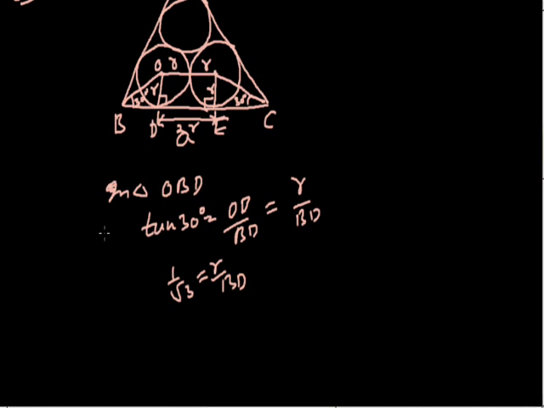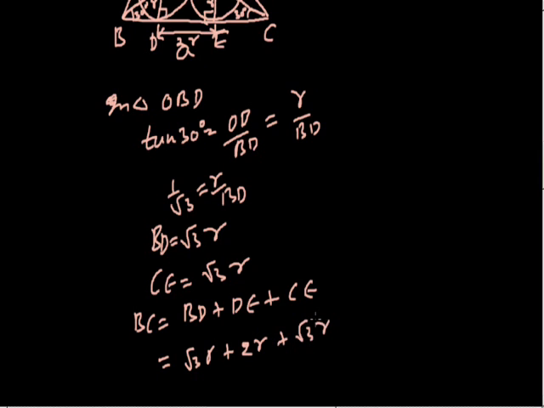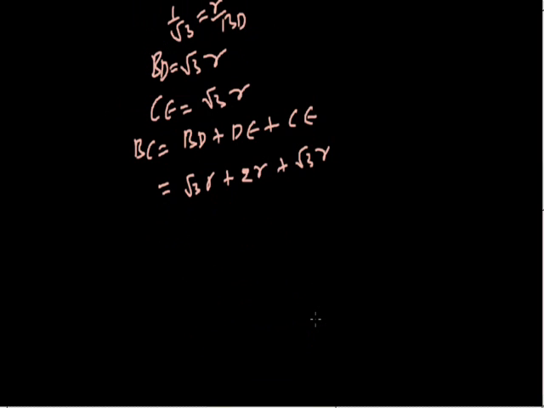Now from this we can say that BD is equal to root 3 times R. In the same way, we can say that CE is also equal to root 3 times R. Now, the total length BC is equal to BD plus DE plus CE. BD is equal to root 3R, DE is equal to 2R, and CE is equal to root 3R. And the length of BC, we already know, is small a.